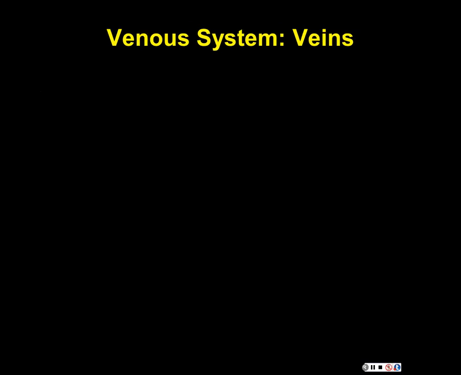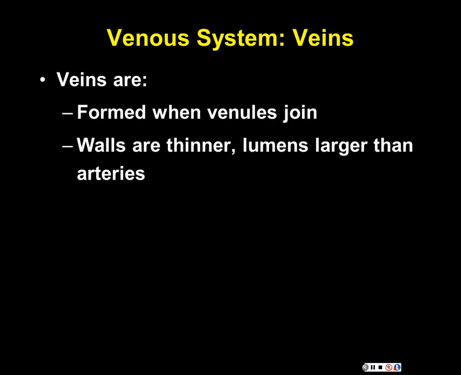All right, so the venules then drain into our veins. And if we compare those to our arteries, we learned that both vessels have large diameters. Large diameter lumens, but the veins are even larger than the arteries. So what is blood?